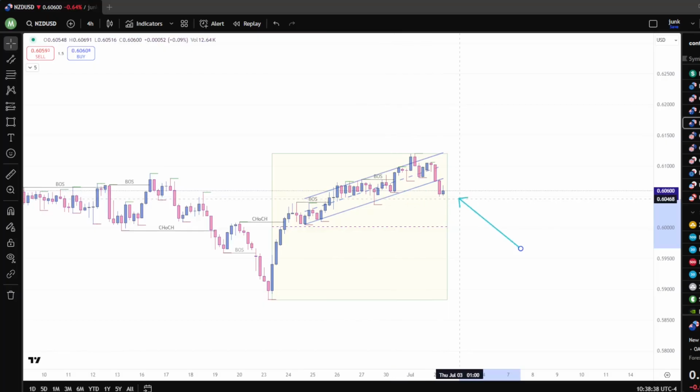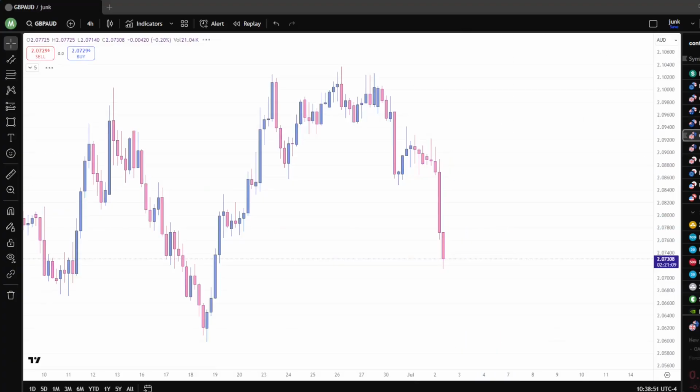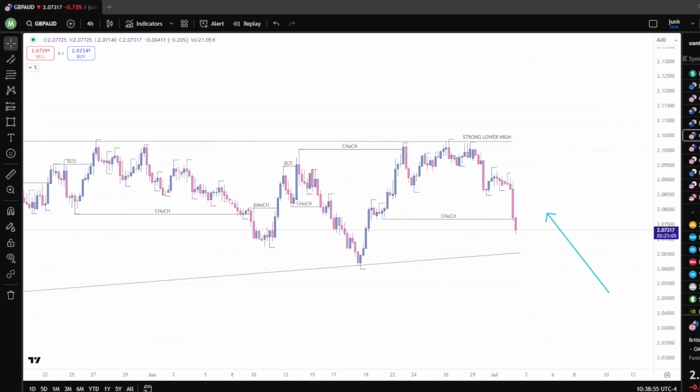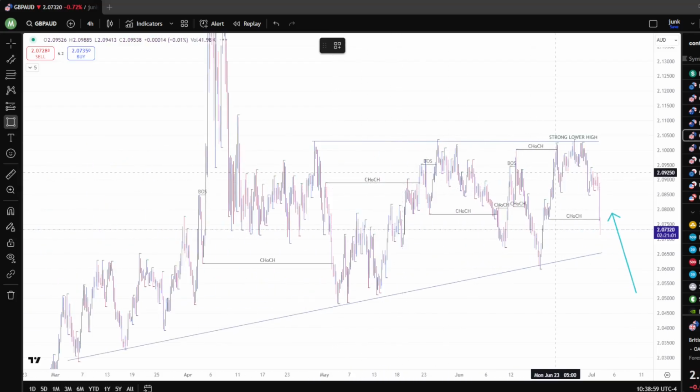This area is holding up as support for right now, but still only looking for buying opportunities because price could just sweep the liquidity sitting on these lows and then start targeting the highs of the overall range. GBP AUD also, yeah, all the pound pairs are reacting from that news and the sell-off of the bonds.